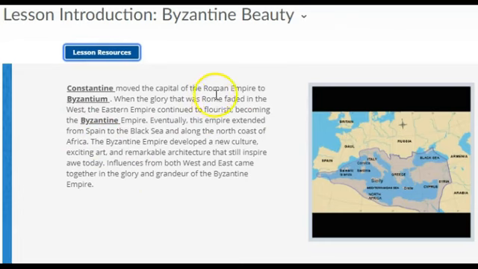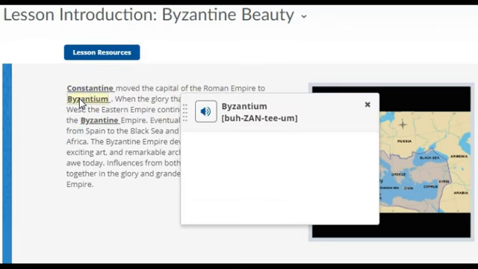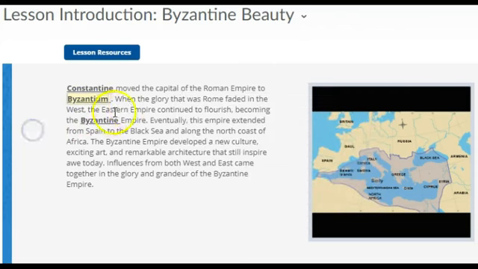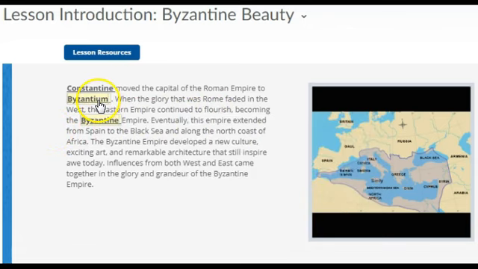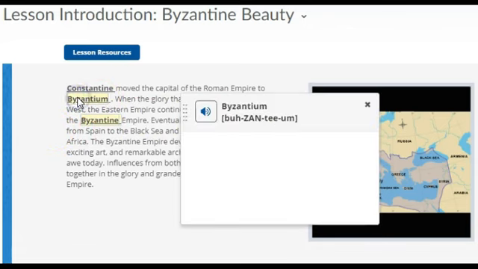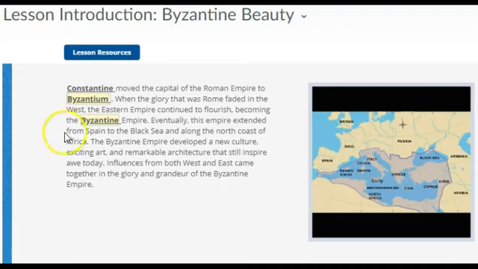Constantine moved the capital of the Roman Empire to Byzantium. When the glory that was Rome faded in the west, the Eastern Empire continued to flourish, becoming the Byzantine Empire. So you can see how the different ways you pronounce it, when that ending changes, changes the way you say the word. So I always have to pause and think.